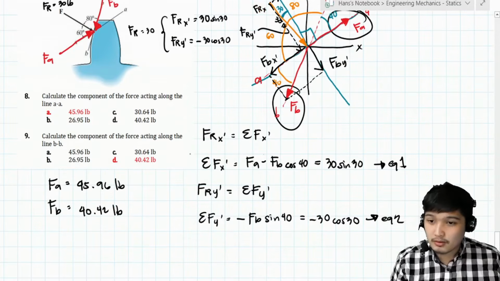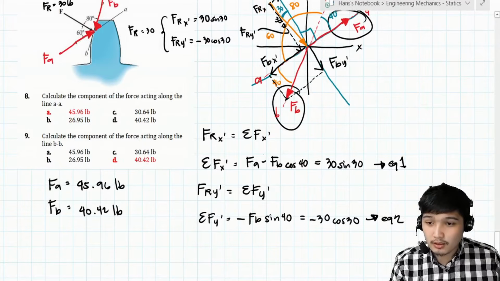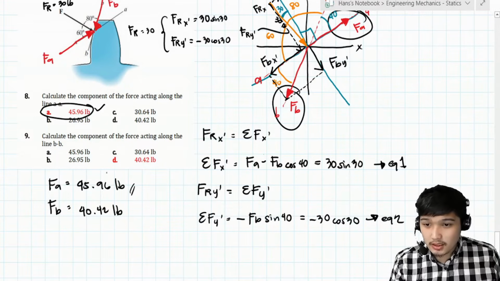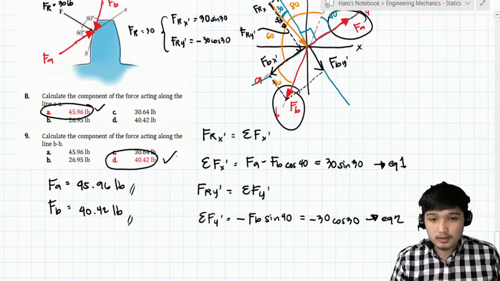So, therefore, for number 8, calculate the component along line AA, FA. So, 45.96. So, we are correct. So, next, FB. Now, calculate the component along BB. So, that is FB, 40.42. So, that is letter D. So, correct.